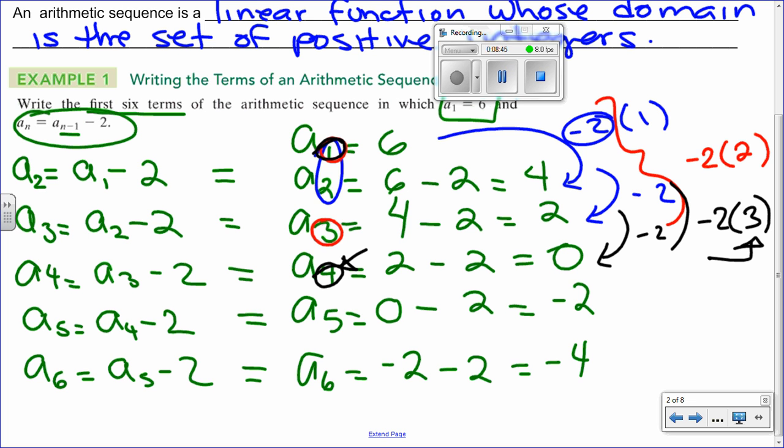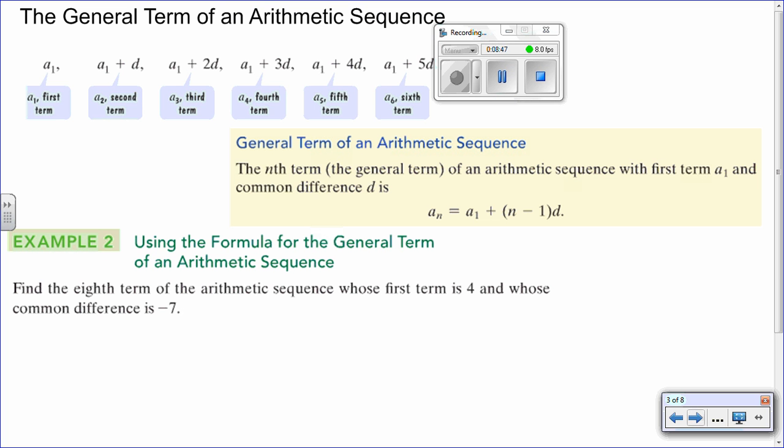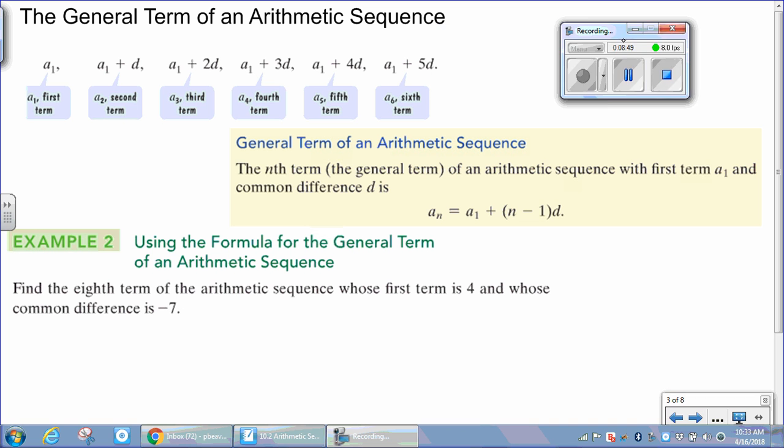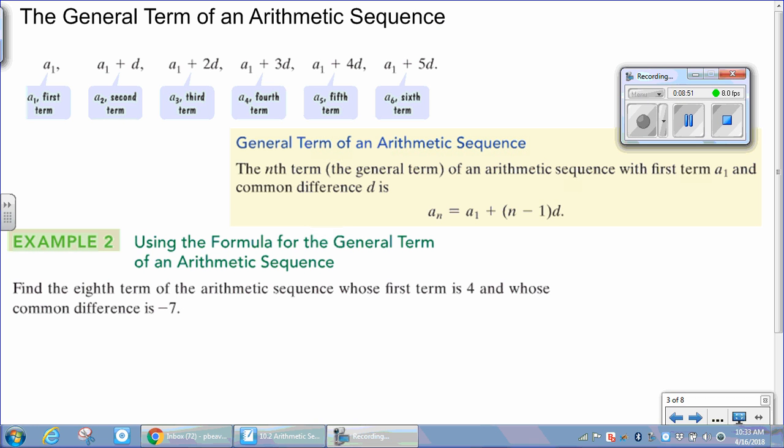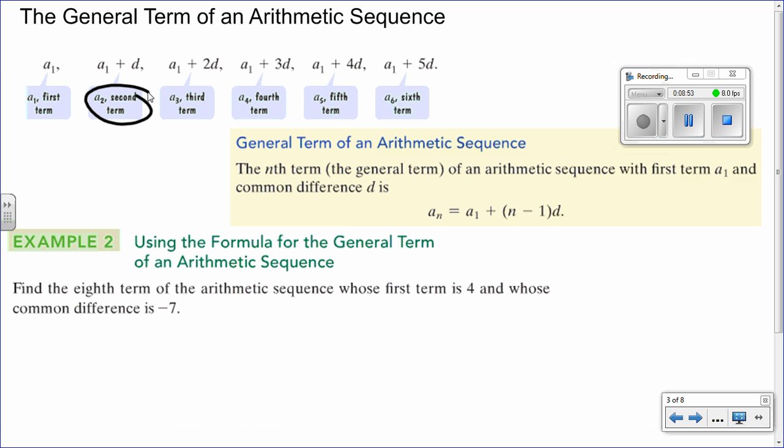So let's go to the next slide. And so that is the same thing that we have here. To get the second term, you subtract the difference once. To get the third term, well, in this case you add, sorry. You add your difference twice. To get the fourth, three times. To get the fifth, you subtract 4 or add 4. To get the sixth, you do it 5 times.